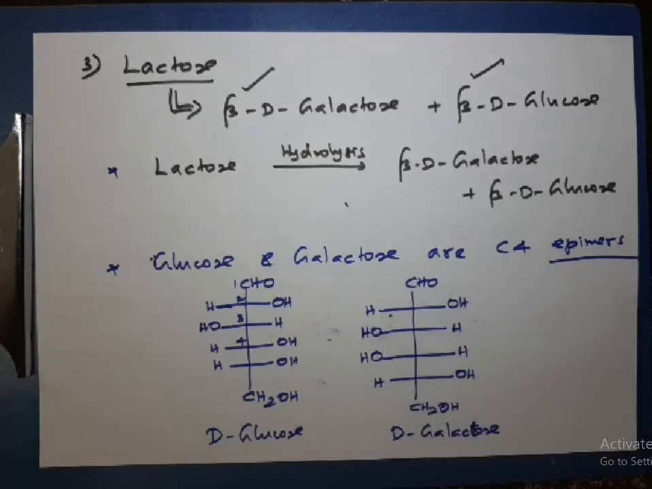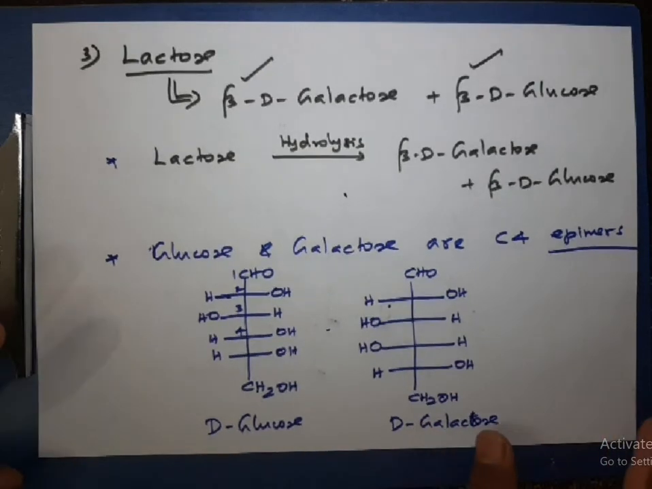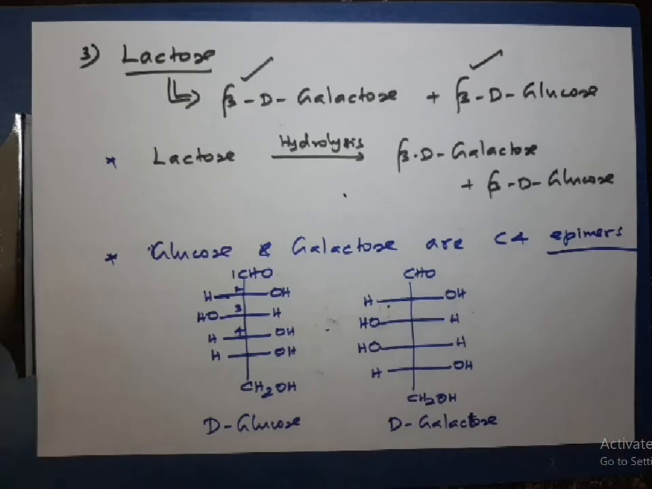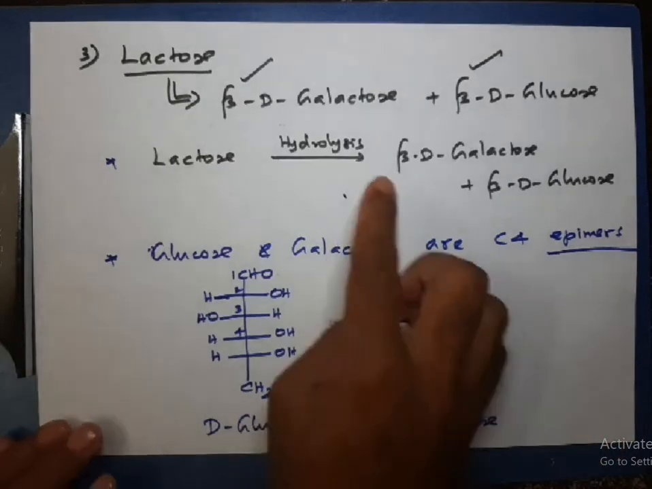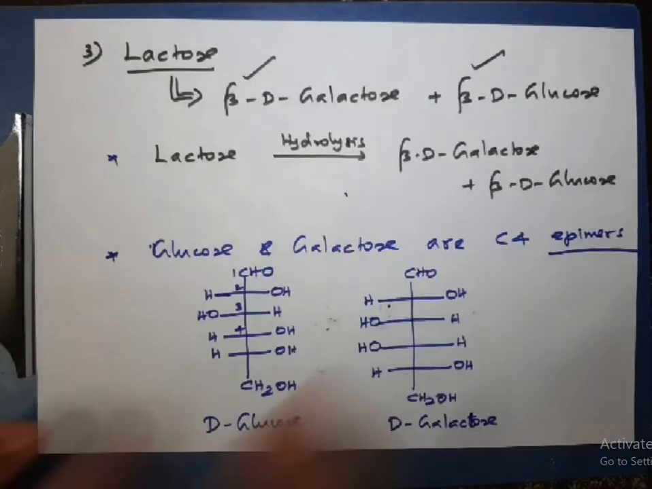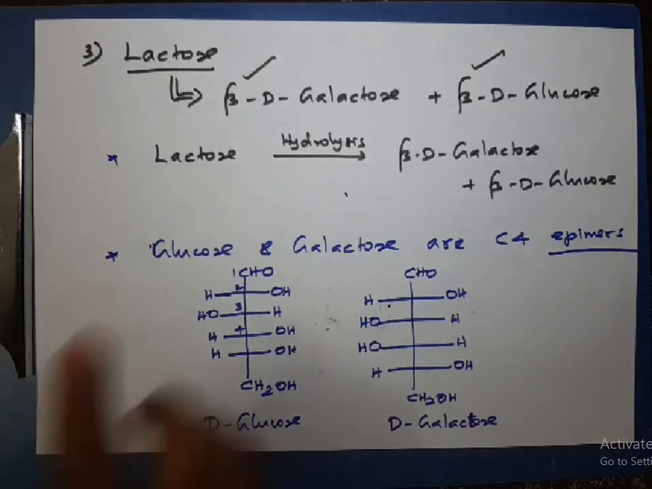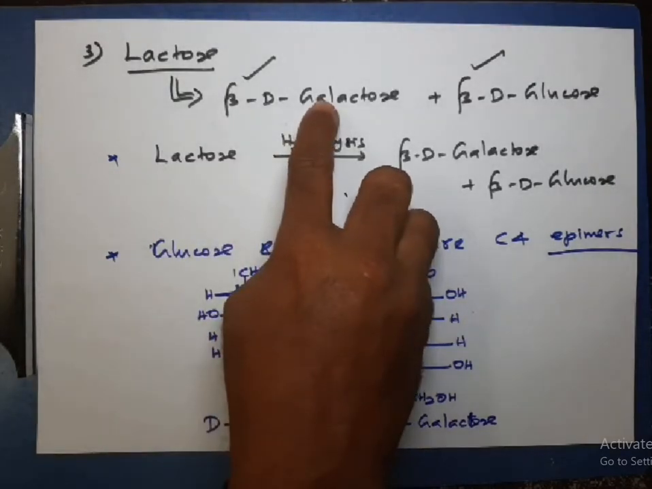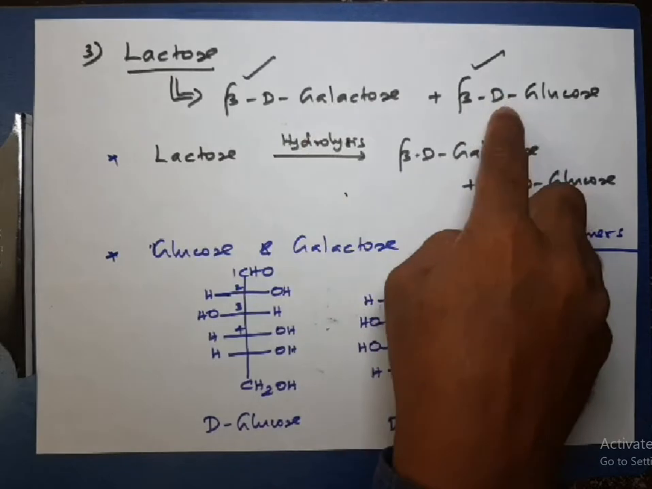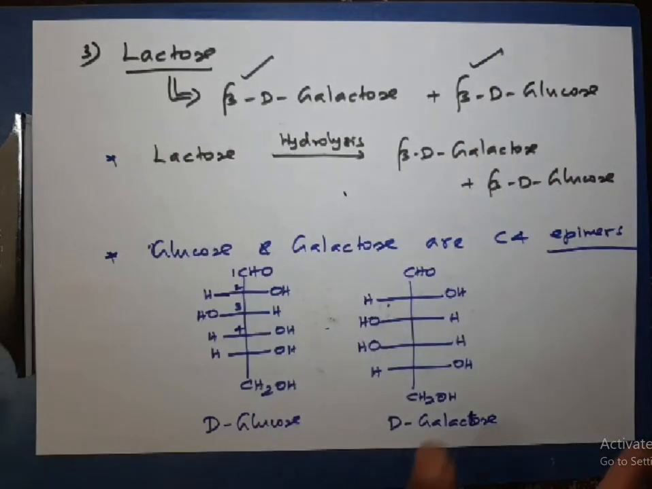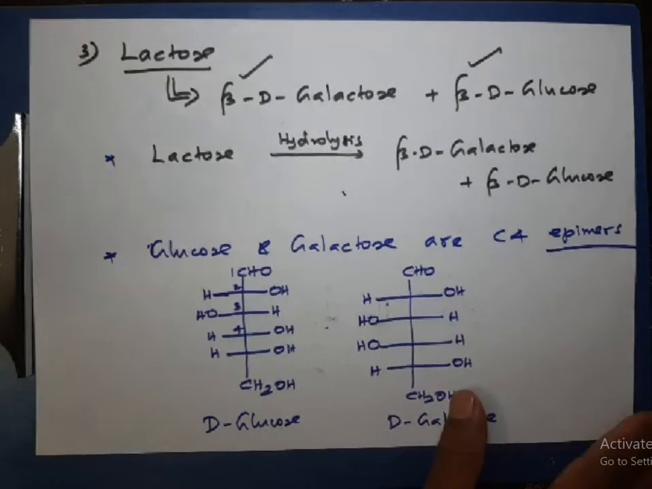And I have also told you glucose and mannose are C2 epimers. We have already discussed that, so you just go through our notes. Now I'm going to draw the structure of lactose, for which you should first draw beta D galactose and beta D glucose, then we have to connect them. Yes, here is how to proceed.